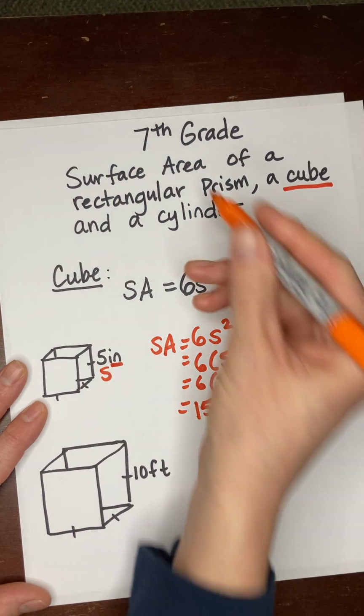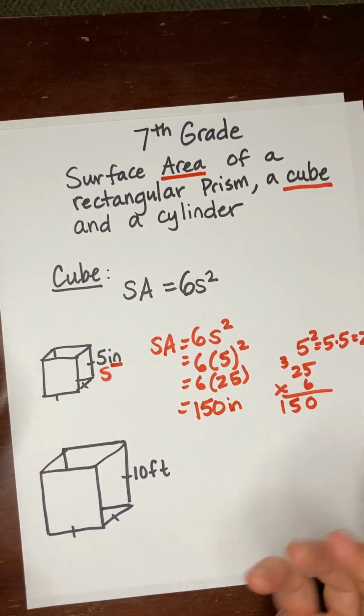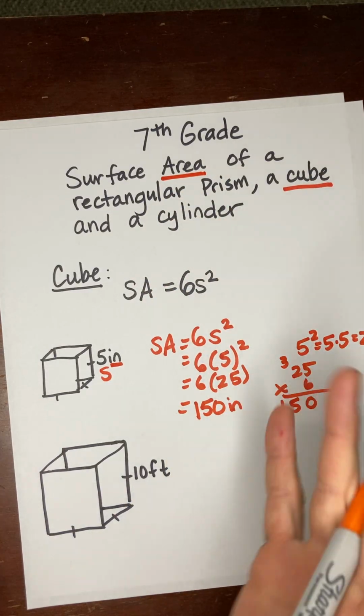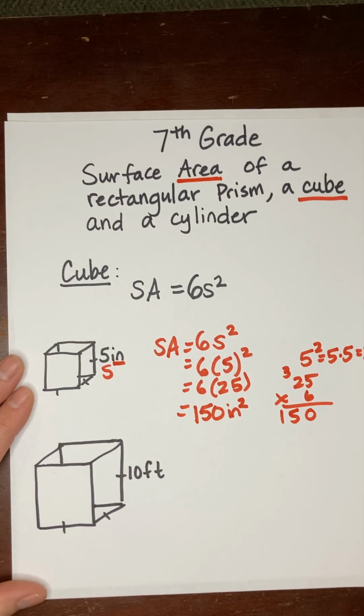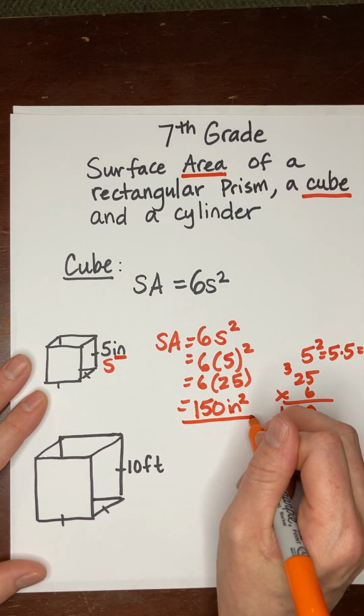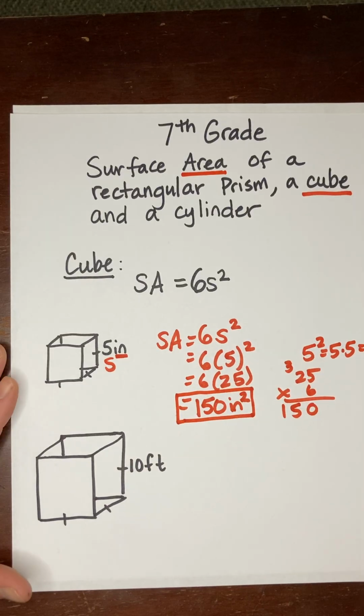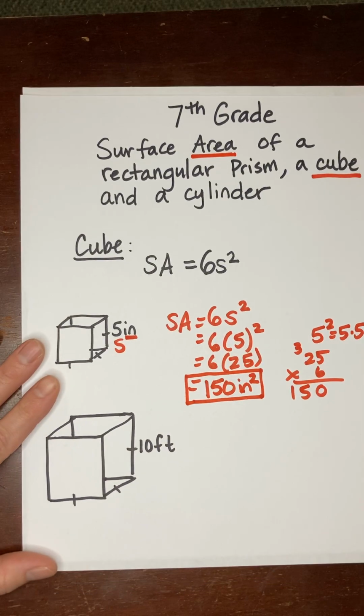And again, because we have surface area, area is 2D. Even though we're talking about 3D objects, we're talking just the surface, so it's just squared. We're not doing volume yet. Volume is going to be cubed. So the surface area of our cube is 150 inches squared.